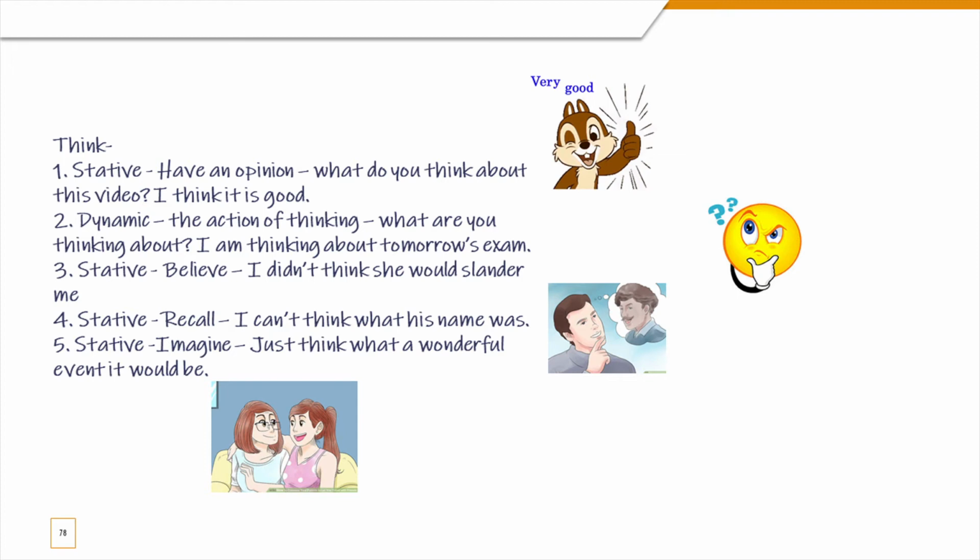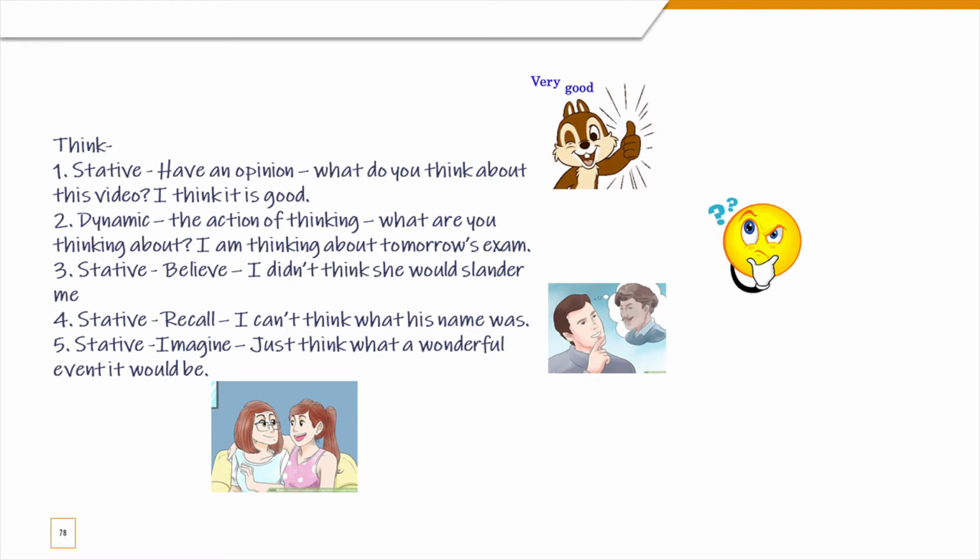Now the next one is a dynamic meaning, which is the actual process or action of thinking. You might ask someone, what are you thinking about? There you can use the continuous form, and the answer can be something like, I'm thinking about tomorrow's exam. So you're not planning anything, you're actually thinking.